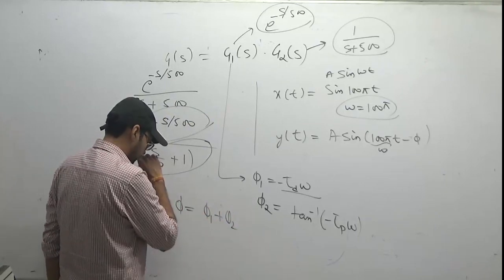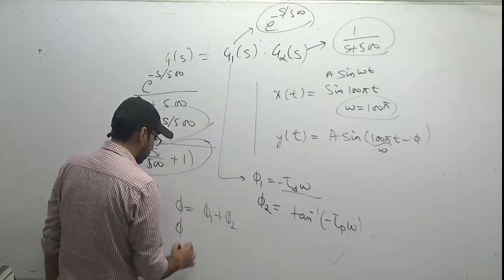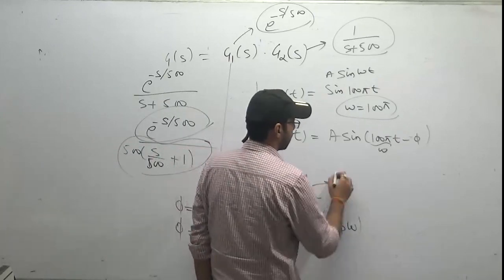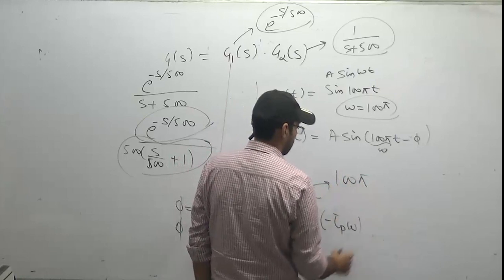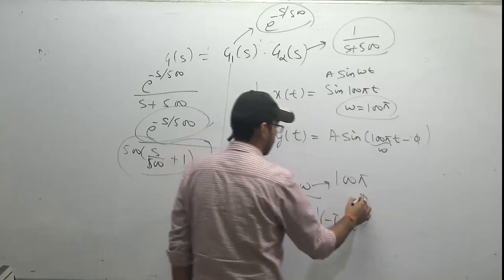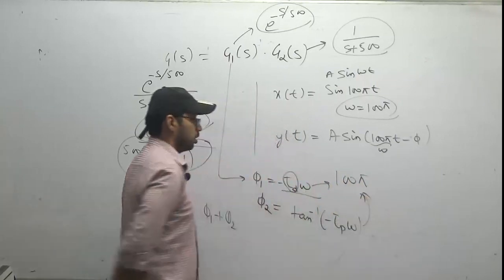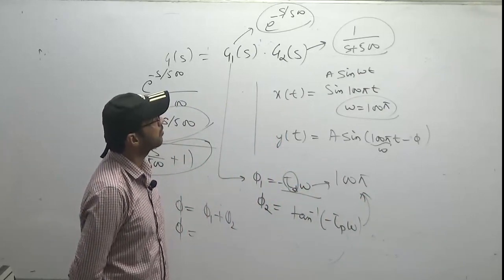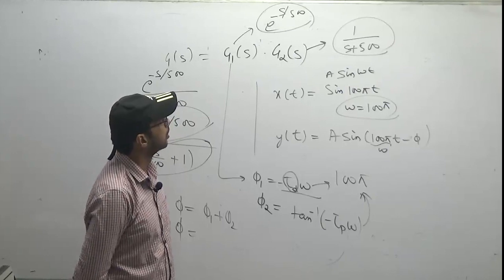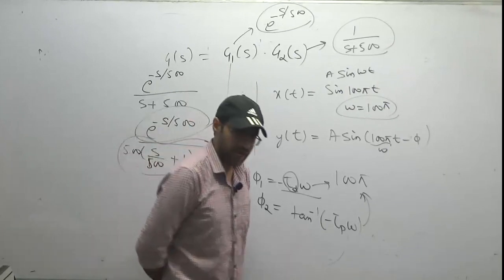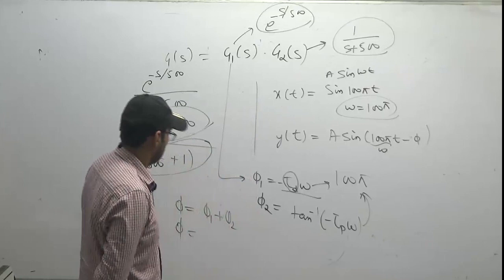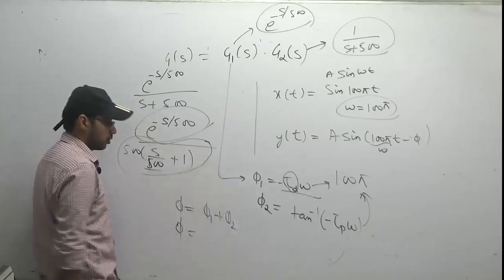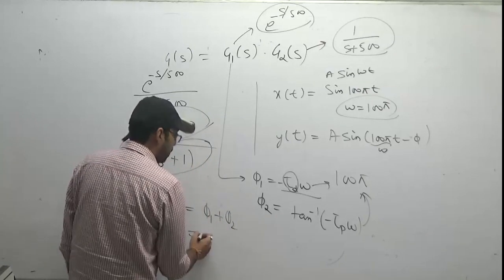Now, we have to calculate the phi value. We know the value of omega, that is equals to 100 pi. We know the value of tau D, what is the value of tau D here? 1 upon 500. And what is the value of tau P? That is also 1 upon 500 from this equation. Put the values, what do you get?